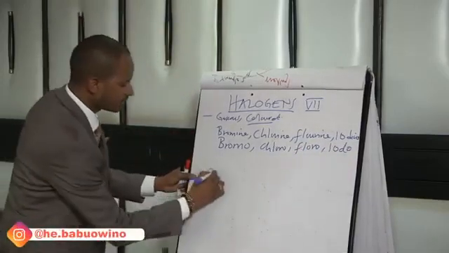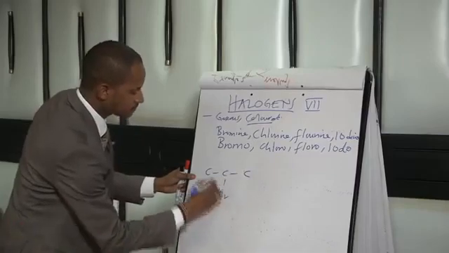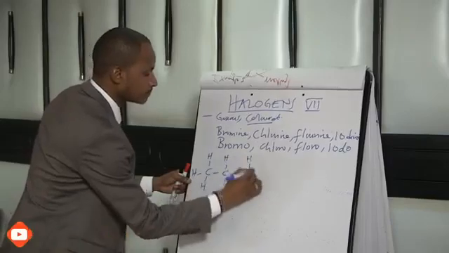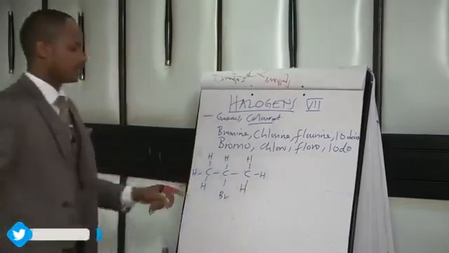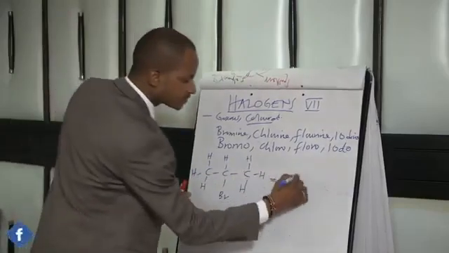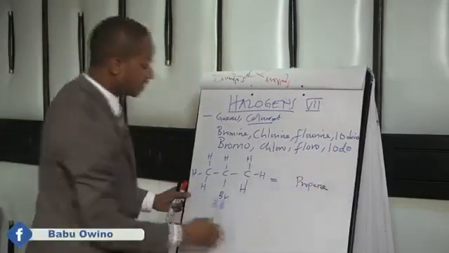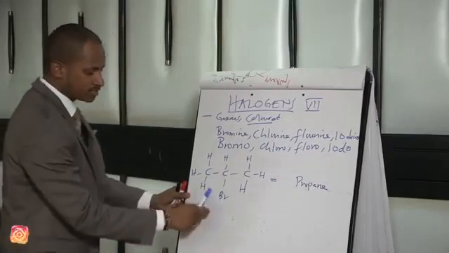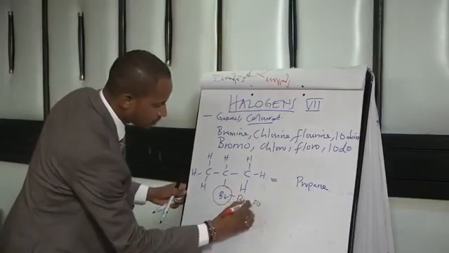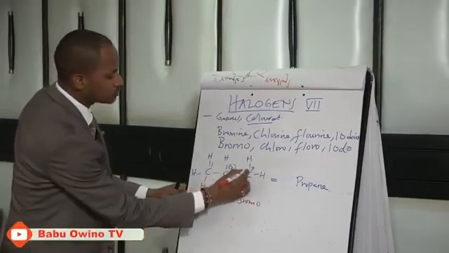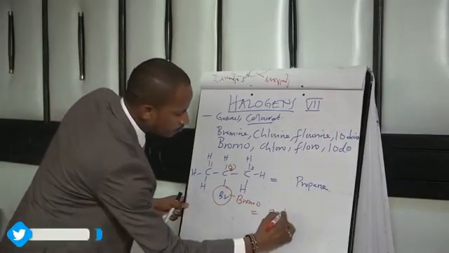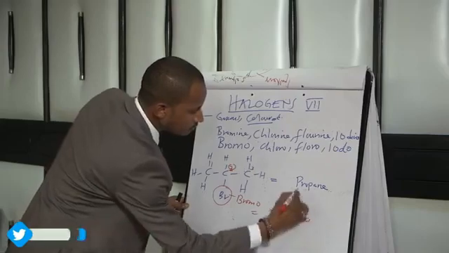So suppose we have an example as that. Number 1, identify the longest continuous chain, which is 1, 2, 3. If it is 3, it is propane. Then because we have a bromine branching, it is bromo. This is the branch. But on which carbon atom? 1, 2, 3. On the second carbon atom. So the name of this is 2-bromopropane.